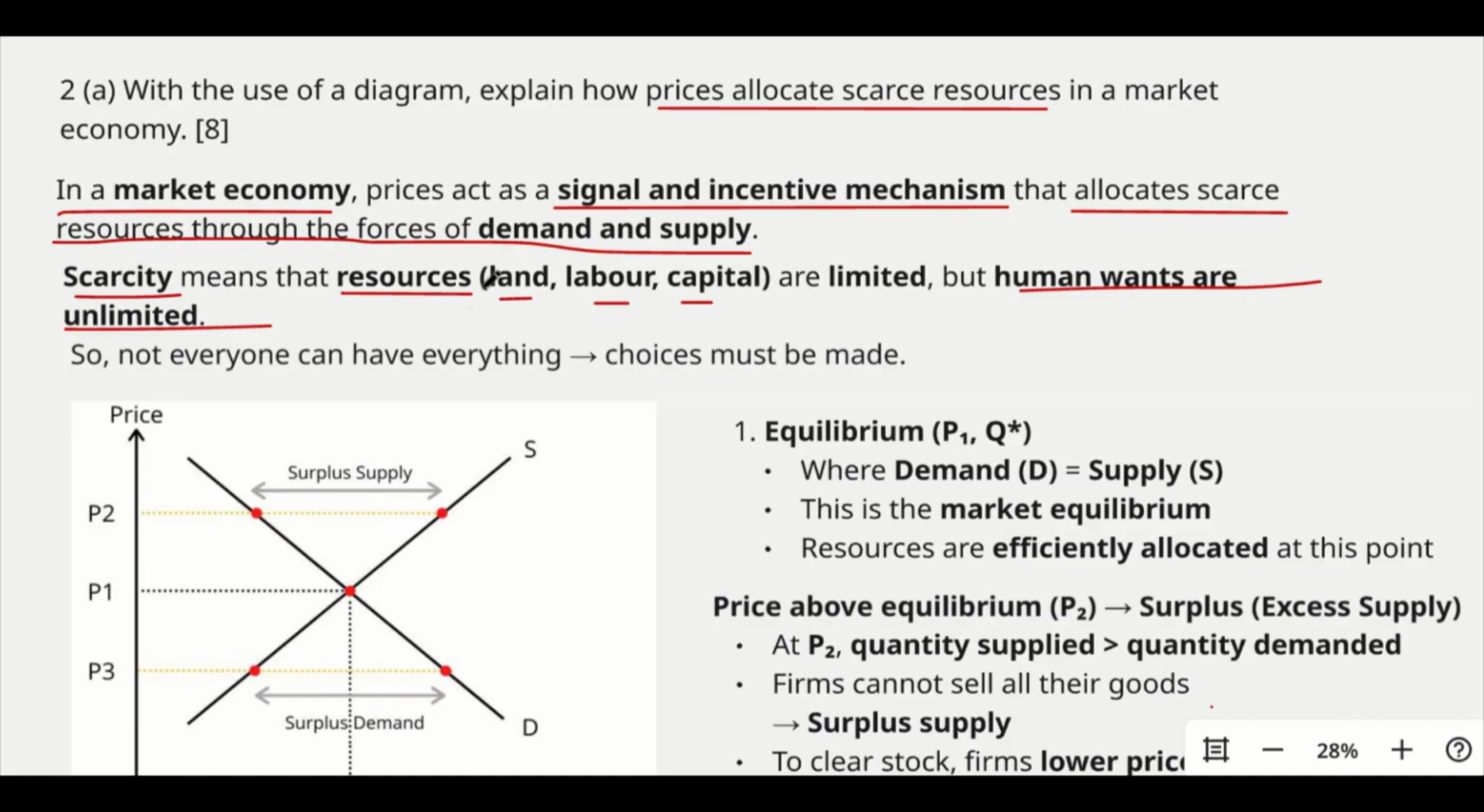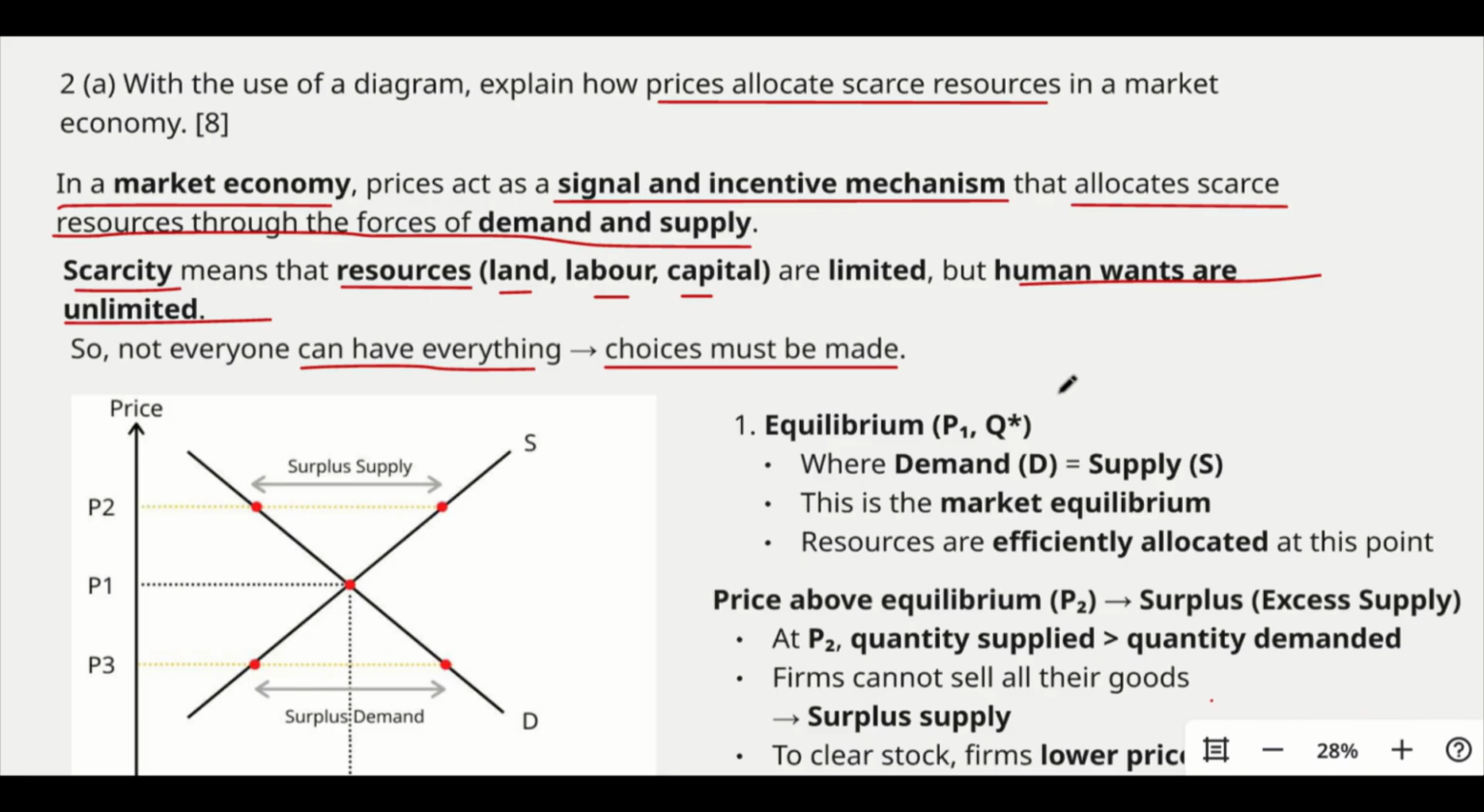So let's see how to solve this issue. Not everyone can have everything, right? Choices must be made. For example, just imagine a luxury product that costs much higher prices. Not everyone will be buying that, right? Only those who can afford it can achieve it. So this is how the resources are allocated. Only those who are able to buy it will be able to get it.